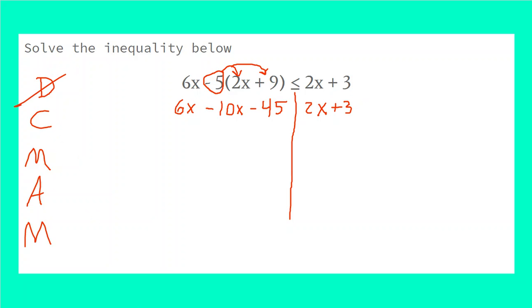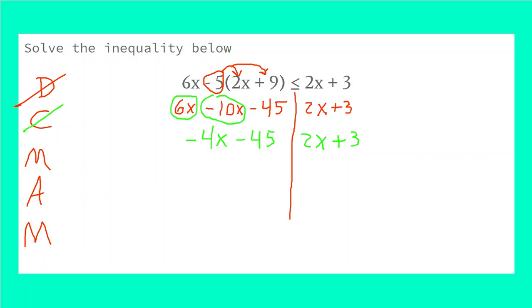All right, my next step here is C for combine my like terms. So I look on my left side and I see I can combine this 6x and this negative 10x. 6x minus 10x would be negative 4x. And then I can bring down this negative 45. I can't combine it with anything on this side. On my right side, I can't combine 2x and 3 because they don't have the same variable raised to the same power, so I can just bring that down as well, and I'm done with my combine step.